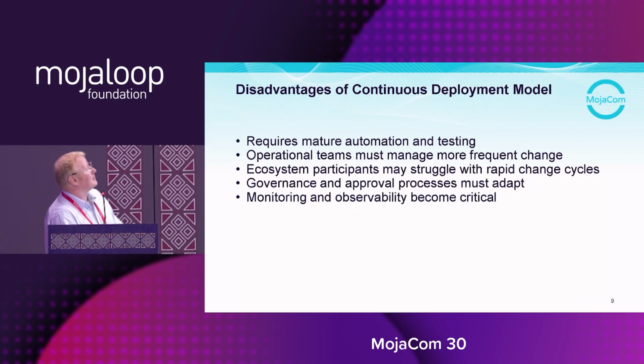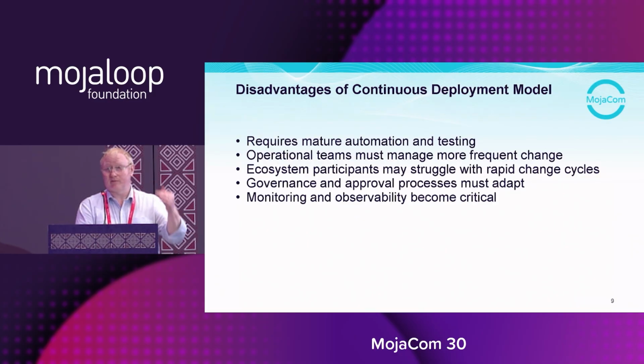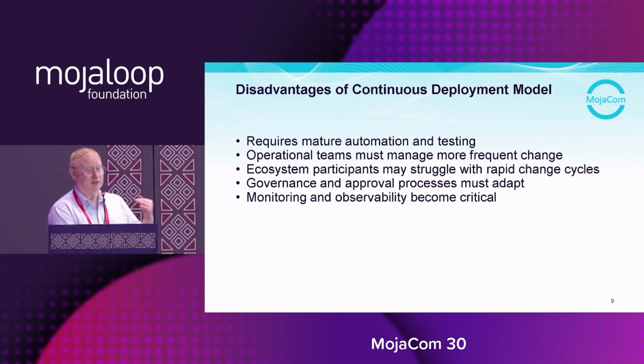As I said, you need mature automation and testing. It's slightly harder for operational teams because their world changes much more frequently. Every day they might have to adapt to new changes. So your ops team needs to be quite embedded and close to your development team. So you're very much in sync across the entire organization with the changes in the product roadmap.